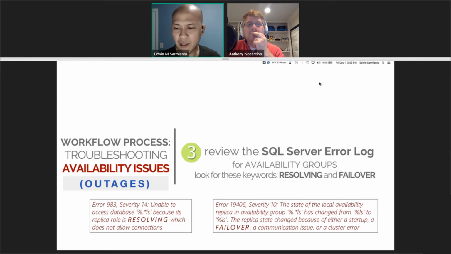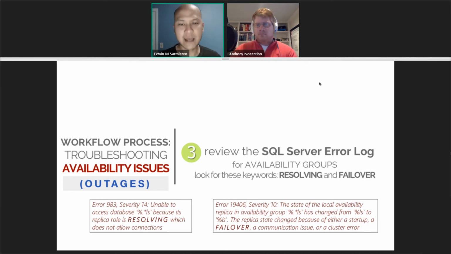Same thing with error 19406. I see a failover, like the replica state changed because of either a startup, a failover, a communication issue, or a cluster error. Again, I want to zoom in on the real problem while not getting dragged down the rabbit hole. The goal while I'm doing this is to bring the cluster resources, both the FCI and the availability group, online as quickly as I possibly can.